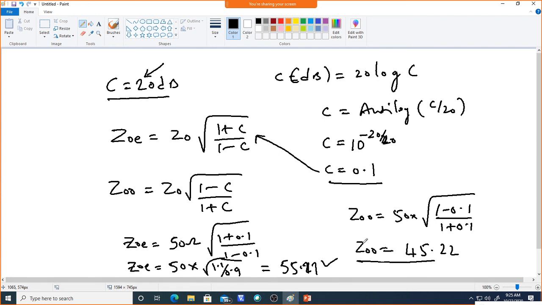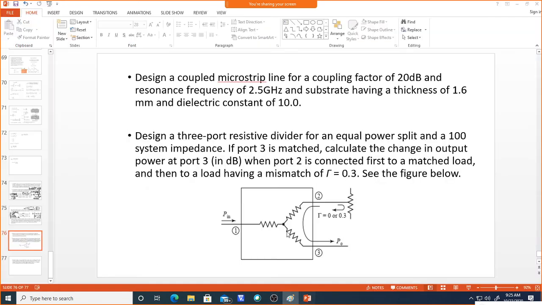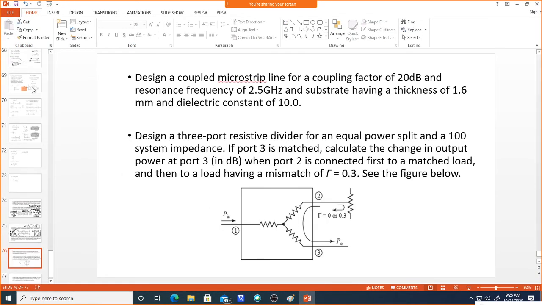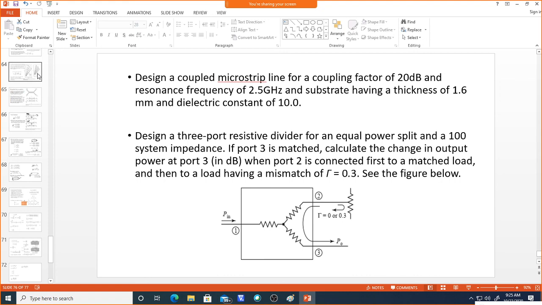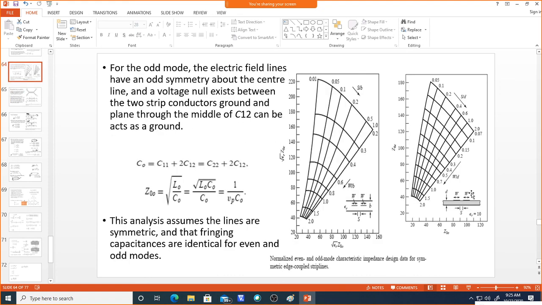Now we need to see the graph, what is the spacing we get for these impedances. Now if you see this graph, since it is a microstrip version which we asked for, you need to see epsilon r equal to 10 for the even mode impedance and correspondingly for the odd mode impedance.